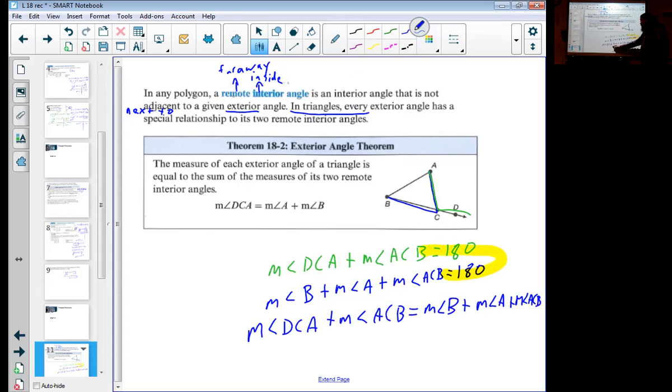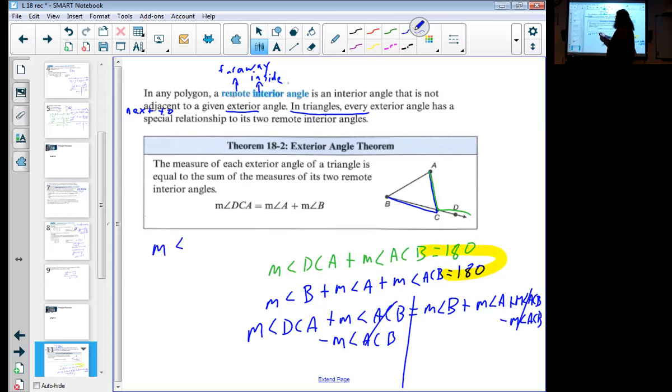Well, we can use the subtraction property to subtract out the measure of angle ACB. Whatever we do to one side, we have to do to the other, so we subtract out the measure of angle ACB. They're the same angle. This cancels out, and we're left with the measure of angle DCA is equal to the measure of angle A plus the measure of angle B, which is exactly the theorem.